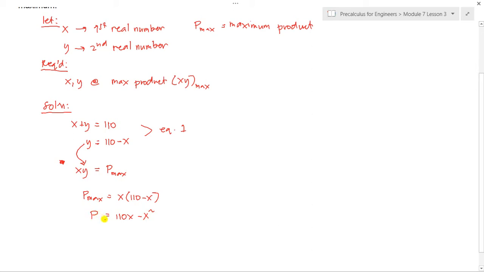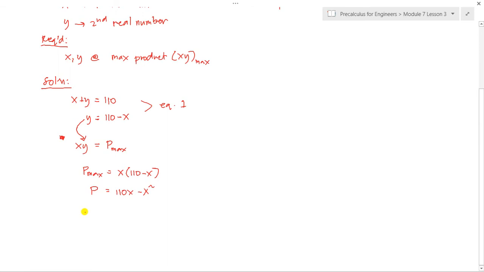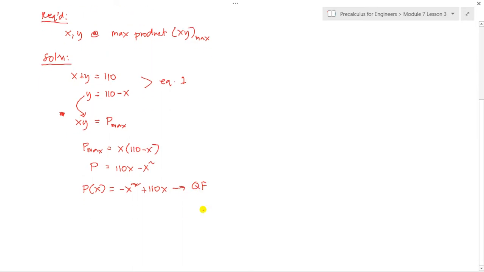So as you notice, we can say that p max is a function of x, or a function of the first number. So we can just say here that p of x is equal to, rearranging, negative x squared plus 110x. So this is now a quadratic function. So again, this is an application of the quadratic function.